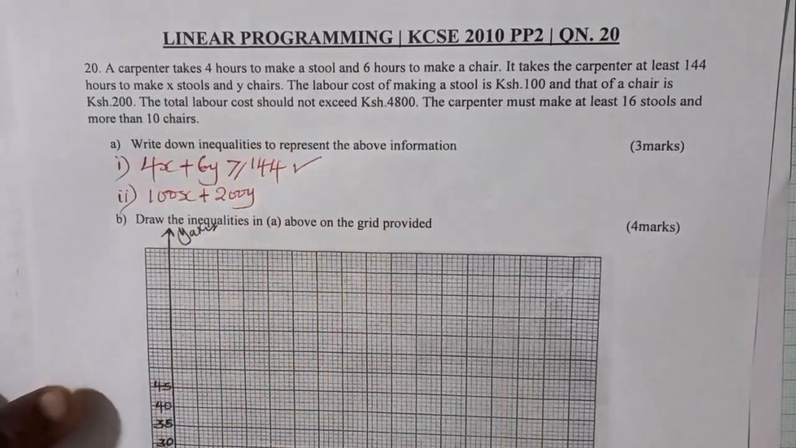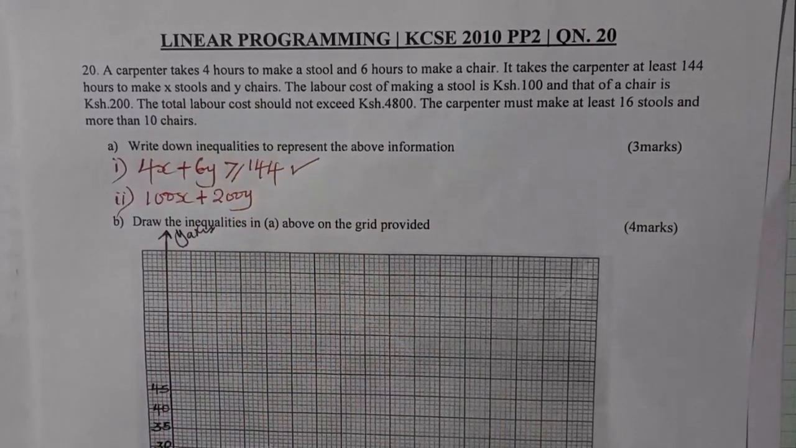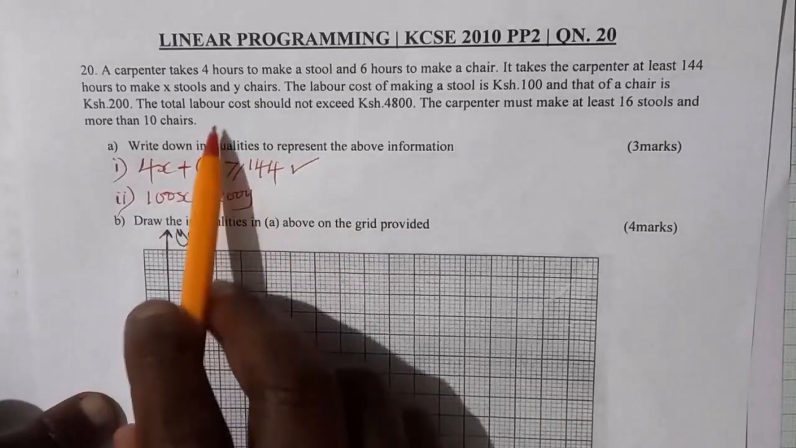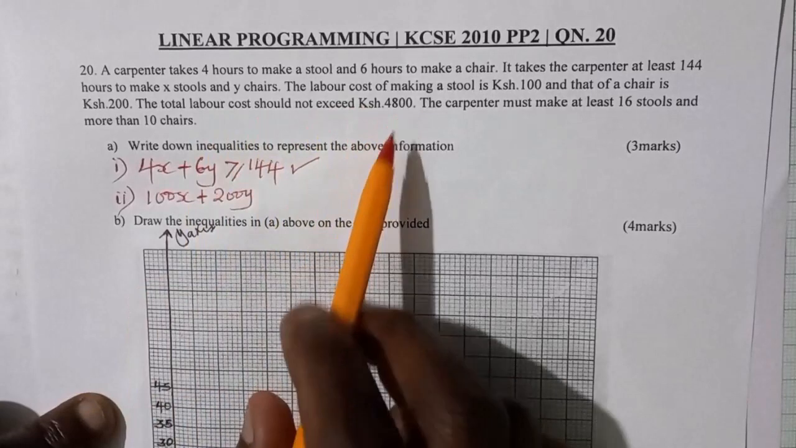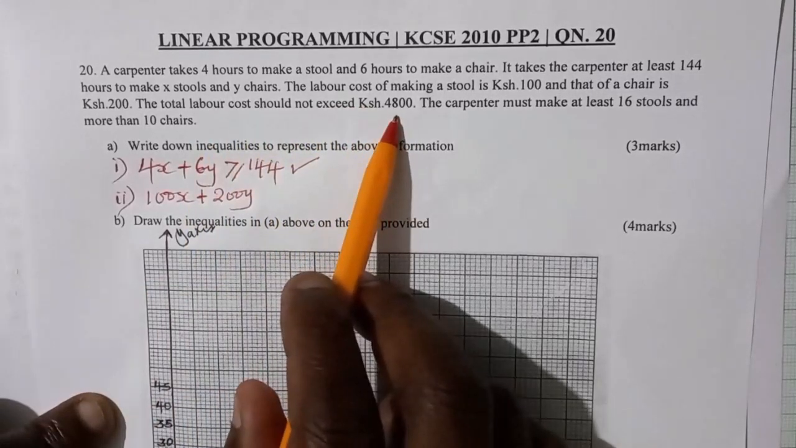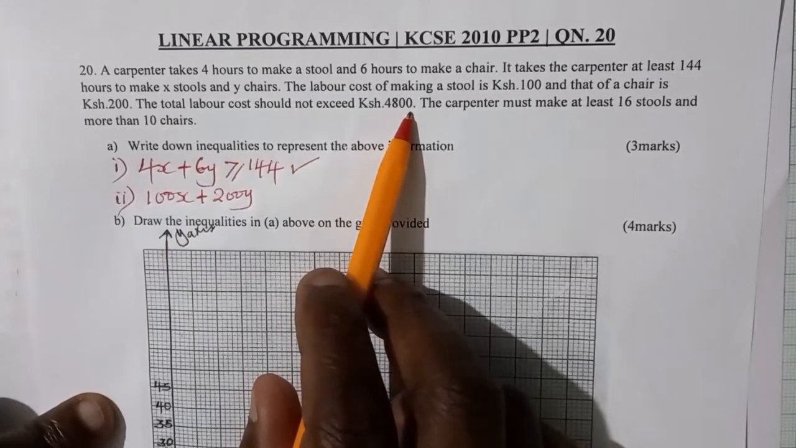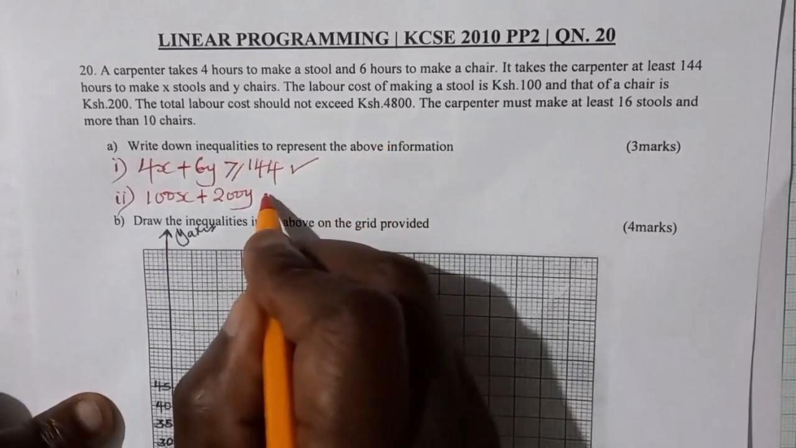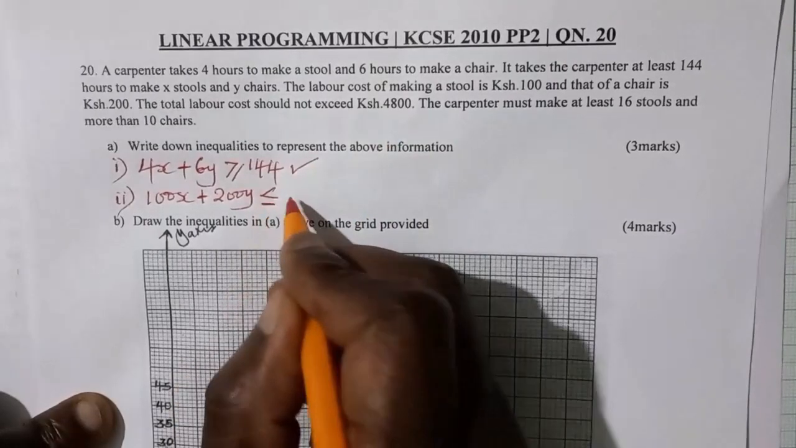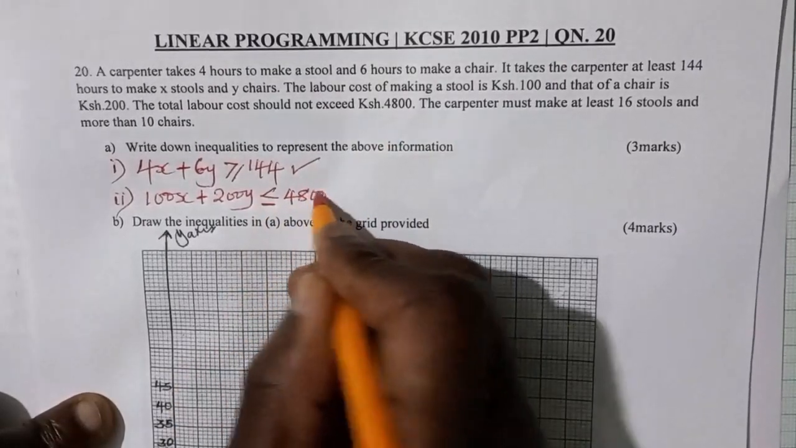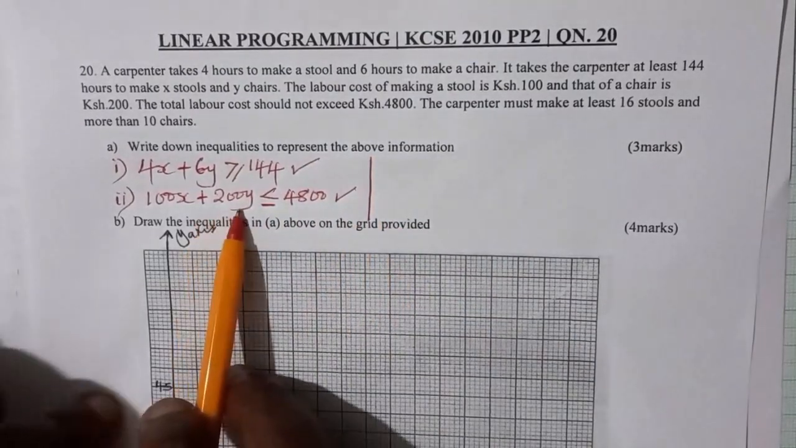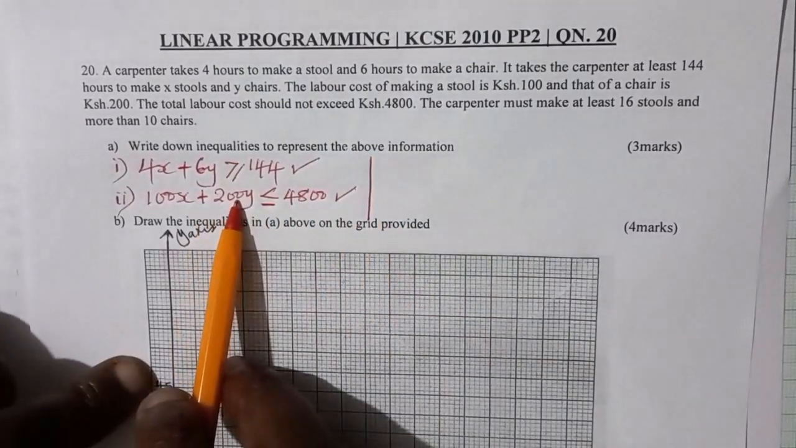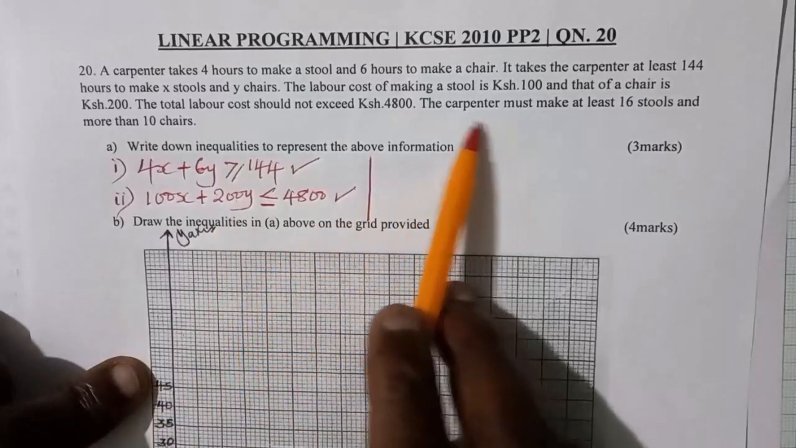And this being the cost, 100X plus 200Y, it should not exceed 4,800. So what does that mean? It means that it should either be equal to 4,800 or less. It should not exceed. So that means it should be less than or equal to 4,800. That is the total cost of making these chairs and stools. We go to the next statement.